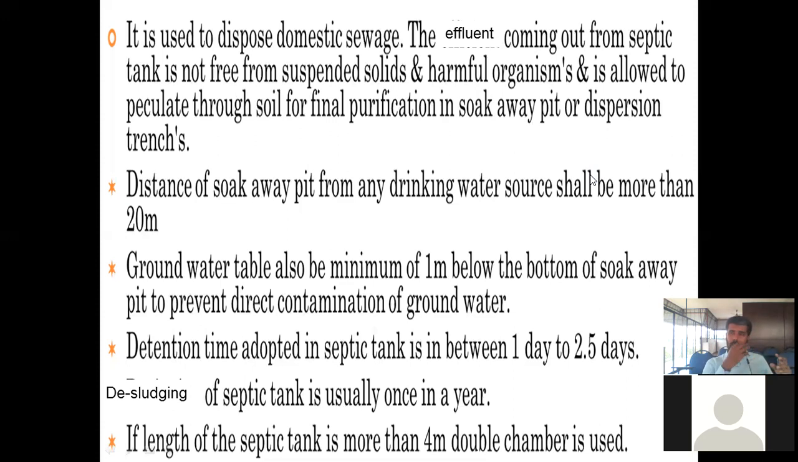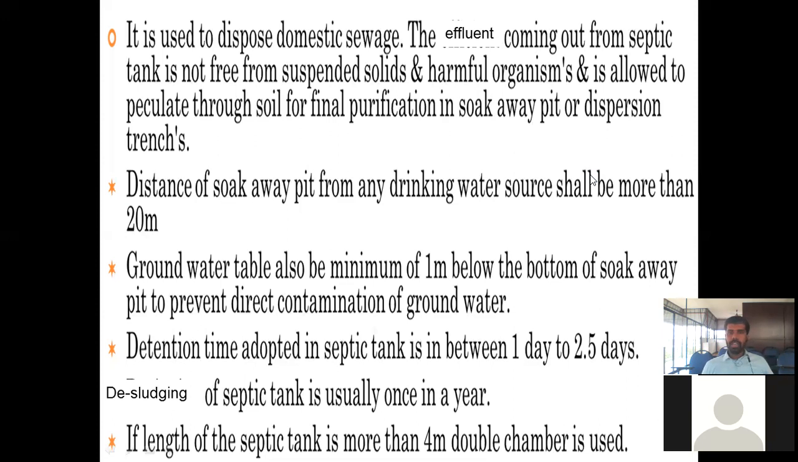There are three different chambers, and only in the final chamber will the water be stored. That water will overflow, and it has to go to a pit called a soak pit, where it will soak the water, allow it to settle, and allow it to absorb through the soil. It can be a soak away pit or a dispersion trench, depending upon the amount of water that is coming out.